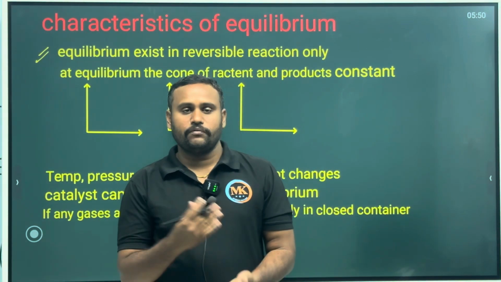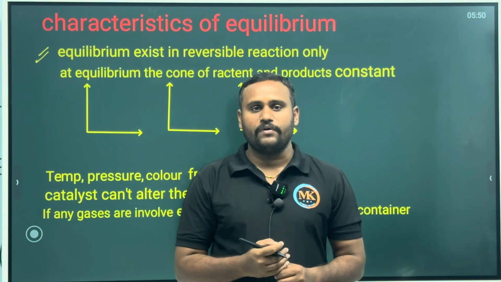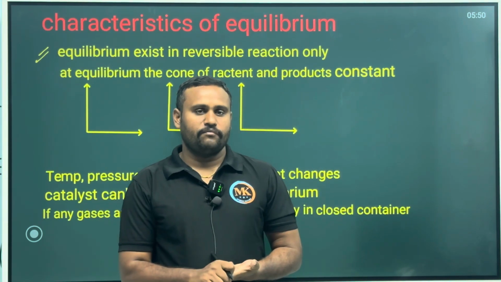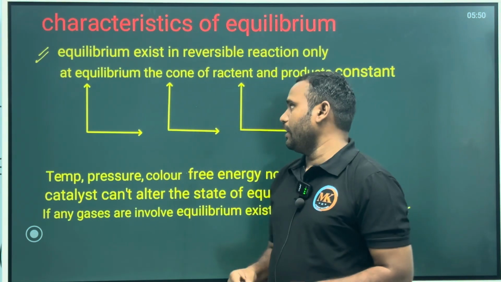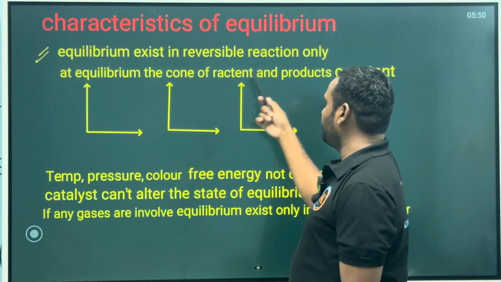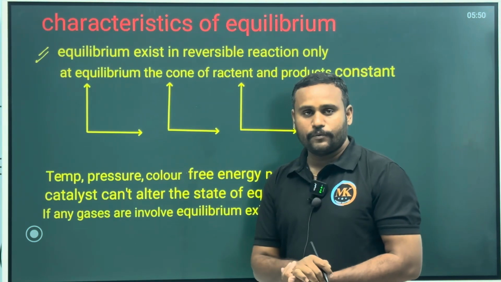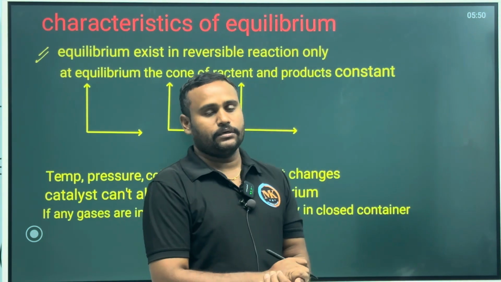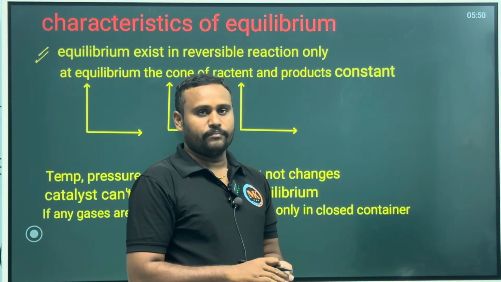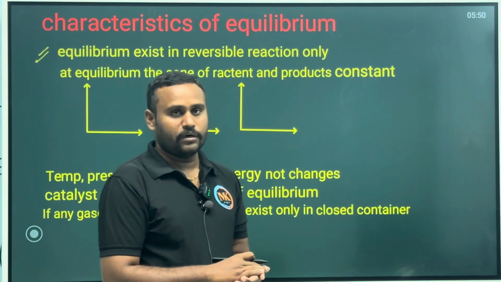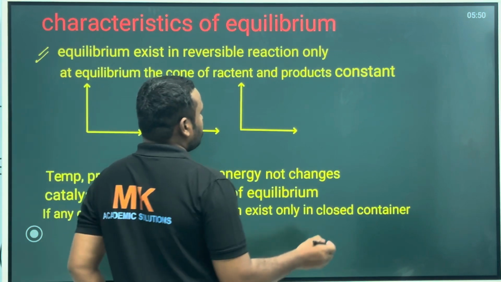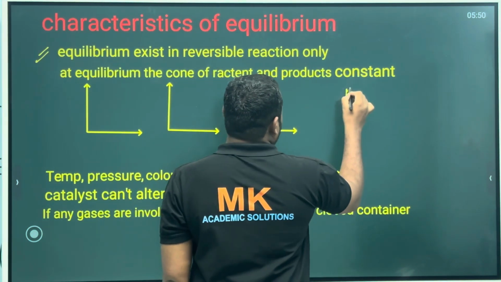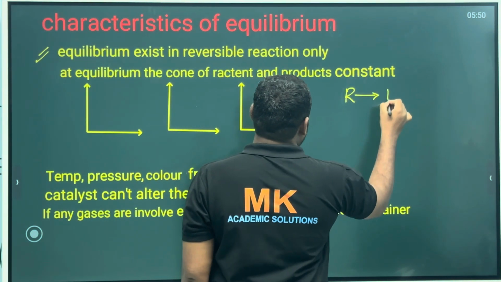Why? Because in reversible reactions only we have both forward and backward reactions, whereas in irreversible reactions we observe only the forward reaction. And at equilibrium the concentration of reactants and products will become constant. Let us assume one hypothetical example here, where reactant is converting into product.